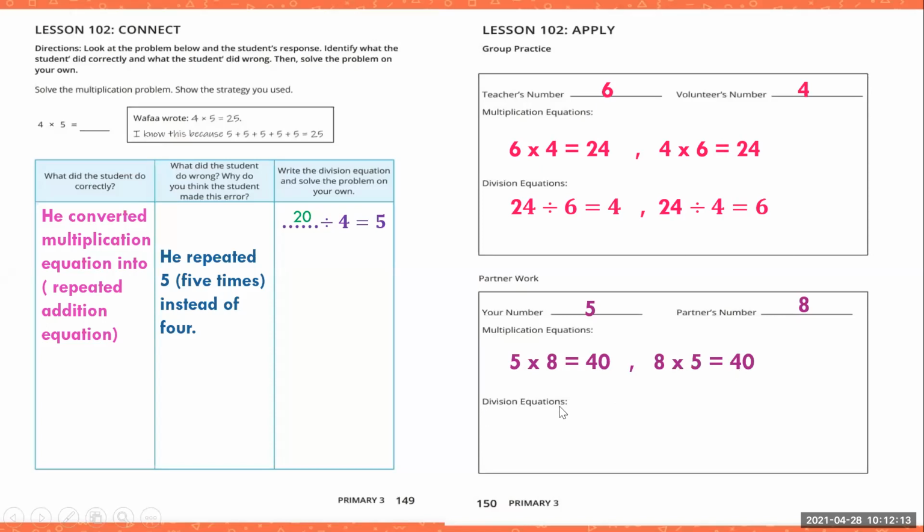Here we have division equations. So I will take the, which number should be first? Shaza, can you answer? Tell me the division equations, please. 40?